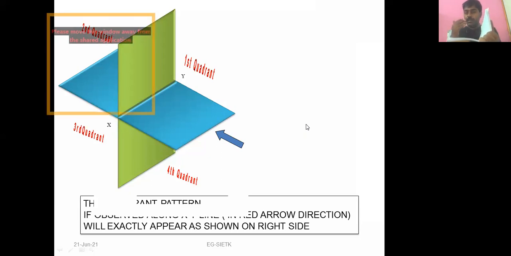While saying this, please remember the terms. How are we defining the first quadrant? It is above HP, in front of VP. Here the point is 20 mm above HP, 30 mm in front of VP. That is the way we are going to define the first quadrant, please.